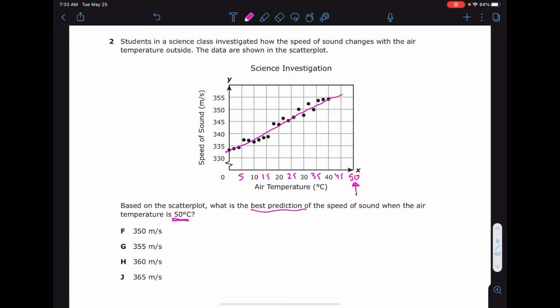Make your line. What do you think the number is at 50? ¿Qué creen que es el número cuando es 50? So here it is going by 5. So this is 360. It's probably going to be here. So at 50, it is 360.